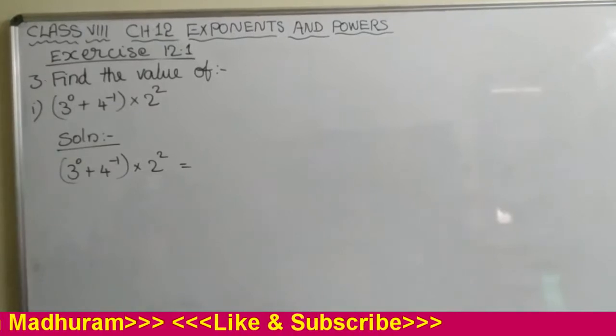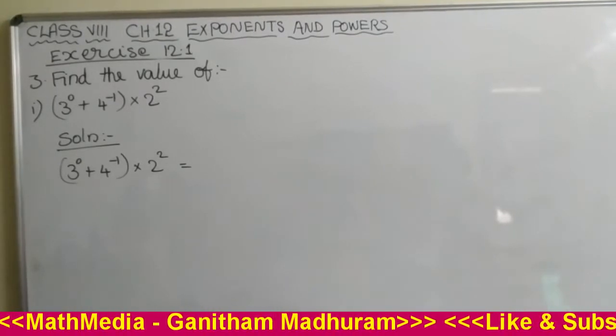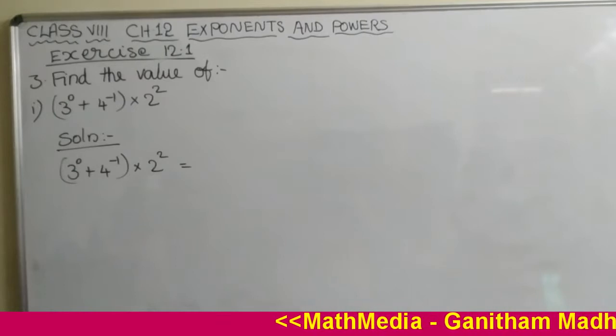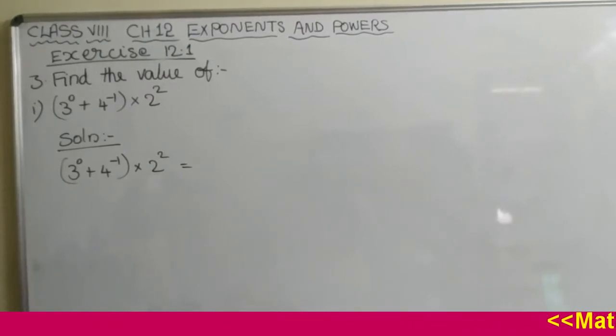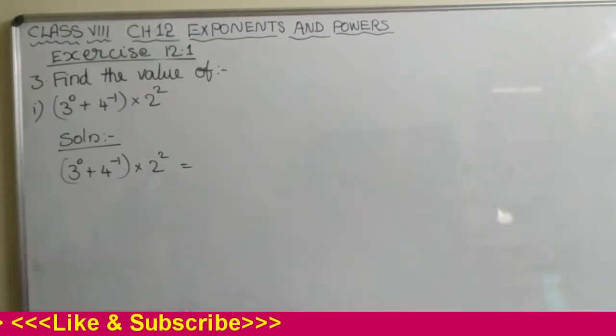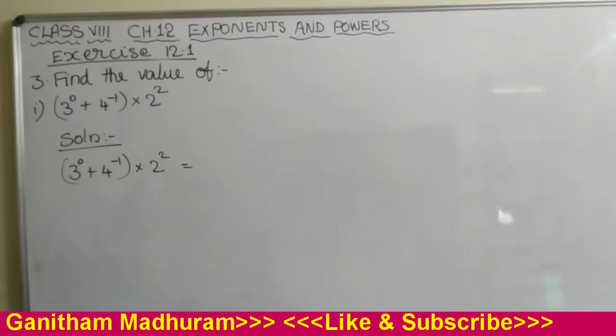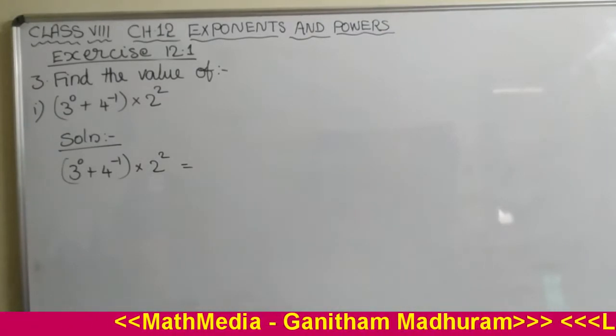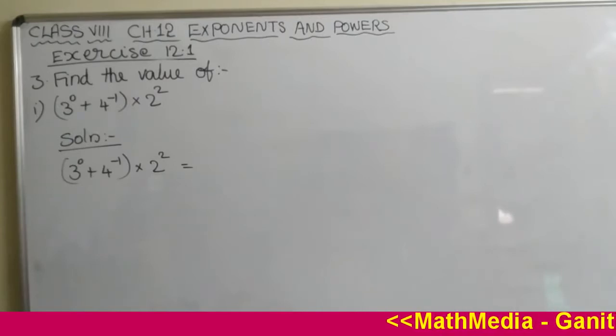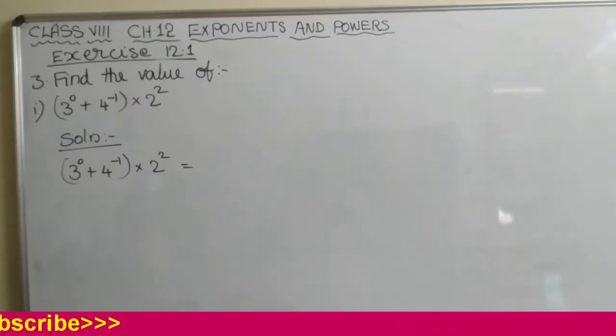Back to Class 8 Mathematics, Chapter 12, Exponents and Powers. Exercise 12.1, Question number 3. Find the value of (3 raised to 0 plus 4 raised to minus 1) into 2 square.